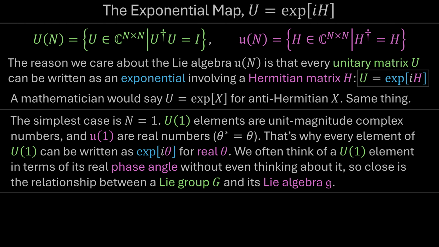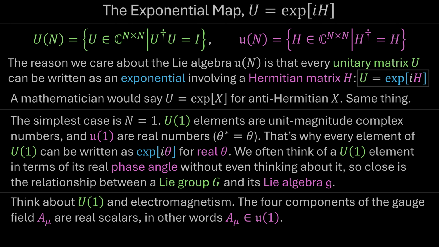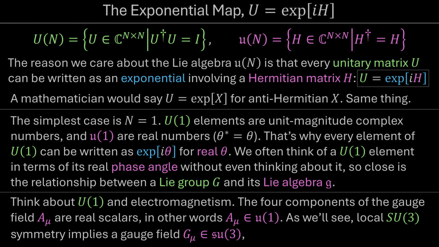So for example, think about U1 and electromagnetism. As we saw in the other video, the four components of the electromagnetic four-potential, that is the gauge field A mu, are real scalars. In other words, you can say A mu lives in the Lie algebra of U1. Now, if all we knew was electromagnetism, we wouldn't necessarily know whether that's a coincidence or not. But as we'll see in this video series, SU3 symmetry implies that our gauge field G mu is going to live in the Lie algebra of SU3. And that's why gluons are a thing. The 8 gluon fields have to do with the 8 dimensions of SU3.